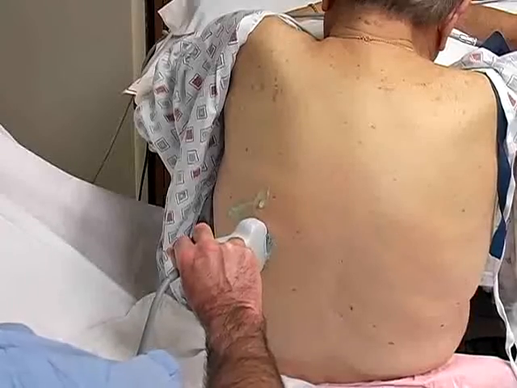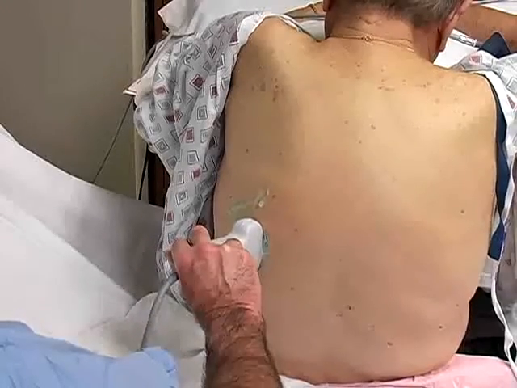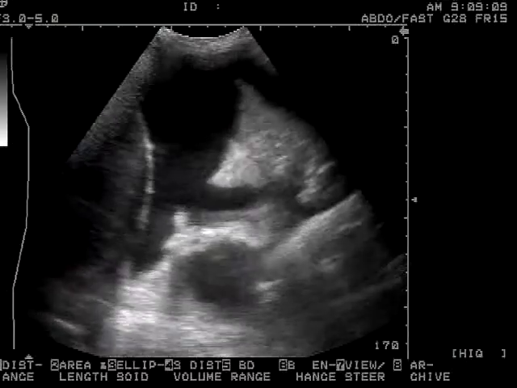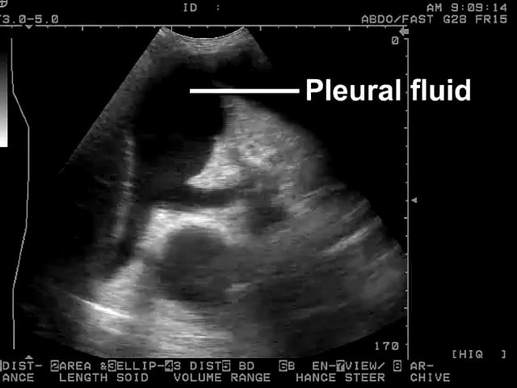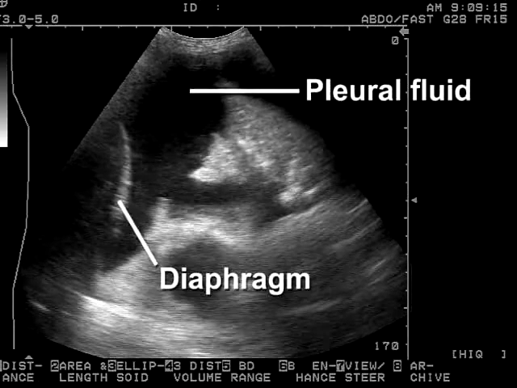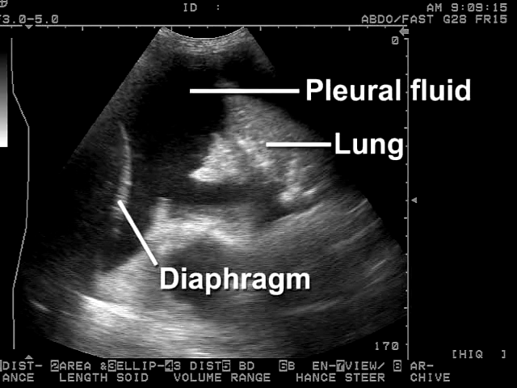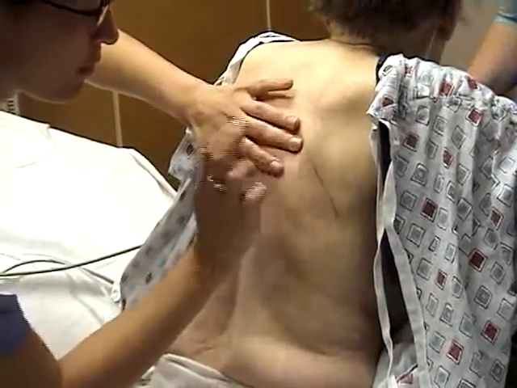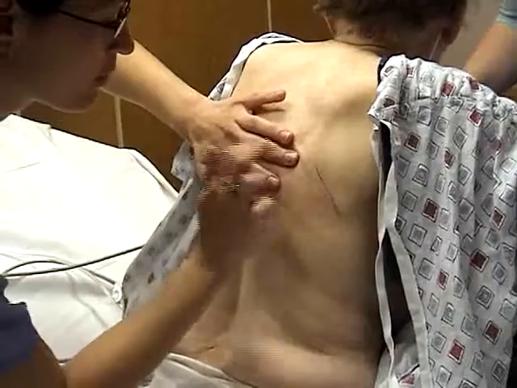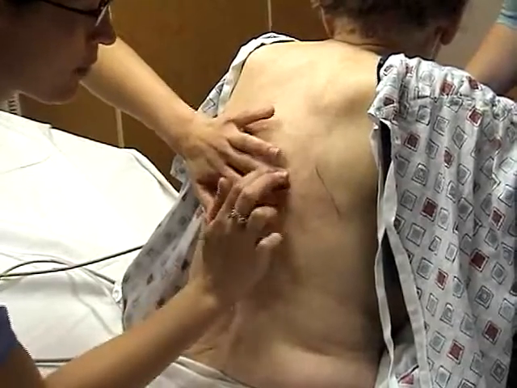In this example, bedside ultrasound is used to locate the effusion. Note that the pleural fluid, which is anechoic and appears black, is easily visualized, as is the diaphragm and the collapsed ipsilateral lung. If ultrasound is not available, the height of the effusion should be determined via auscultation and percussion.